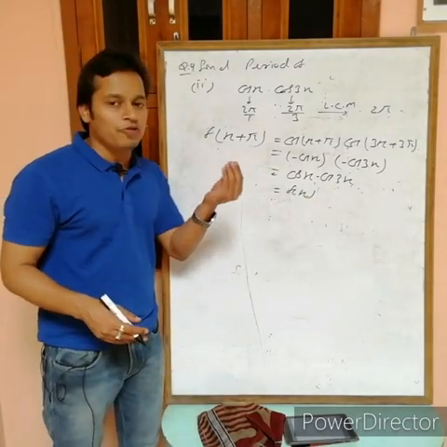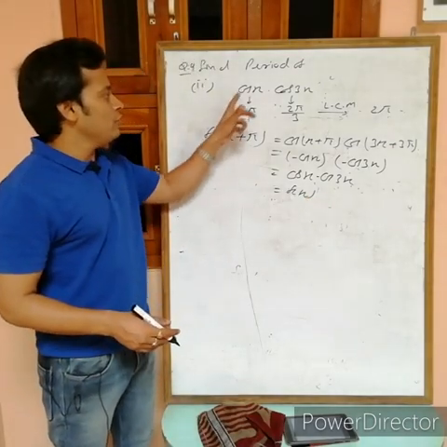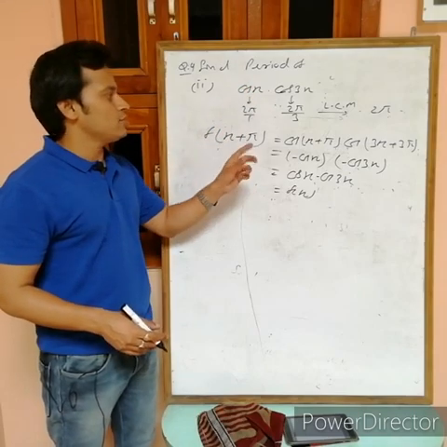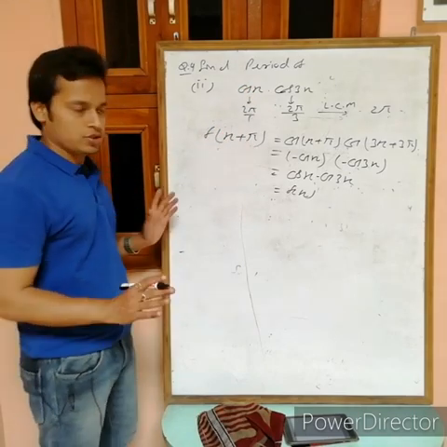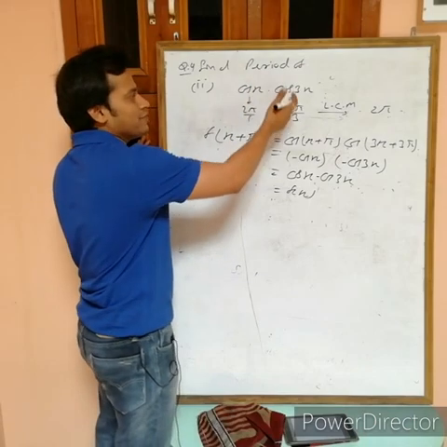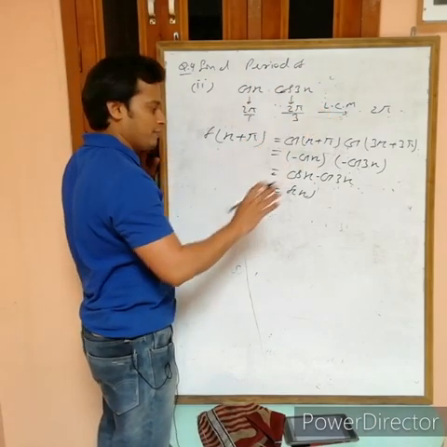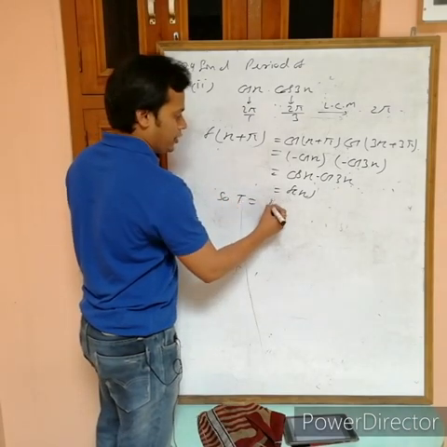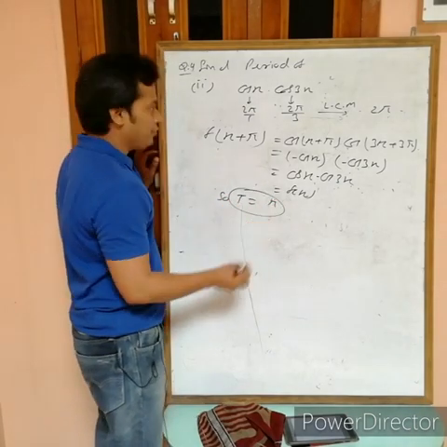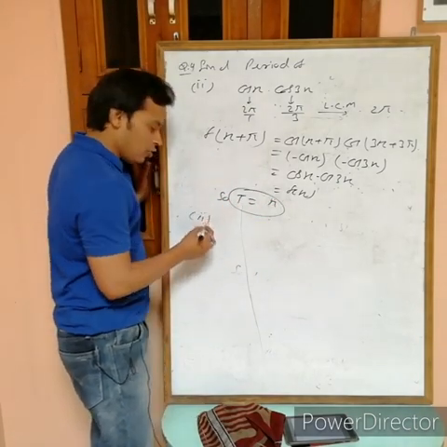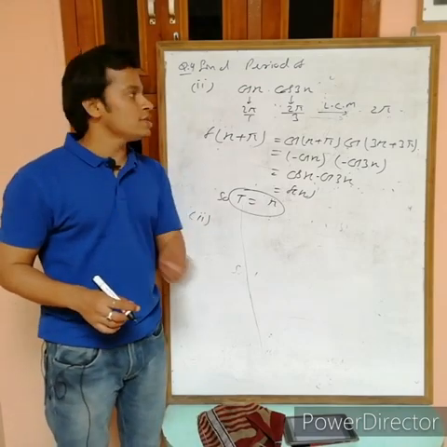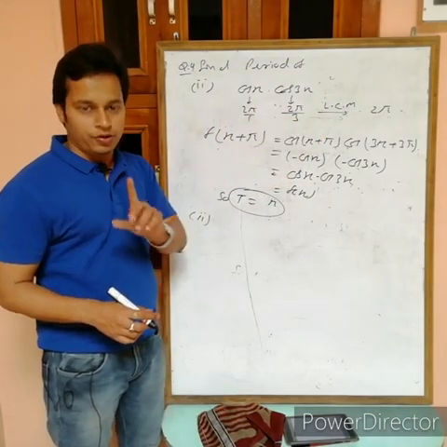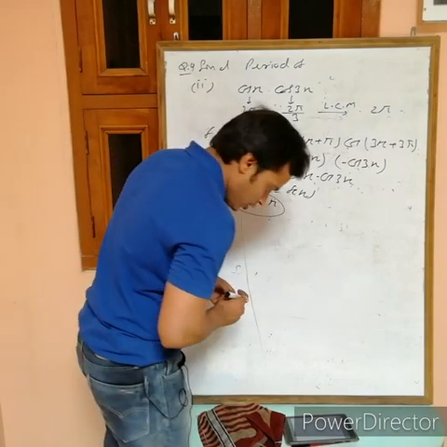Actually you can also check for pi by 2, but I know that for pi by 2, f of x plus pi by 2 is not equal to fx, so there is no need. So the fundamental period is equal to pi, not 2 pi. I am taking this example only to prove that it is not necessary that the LCM is the fundamental period.